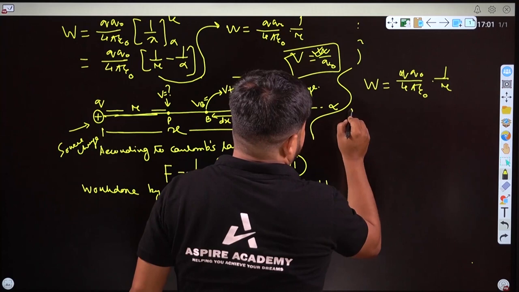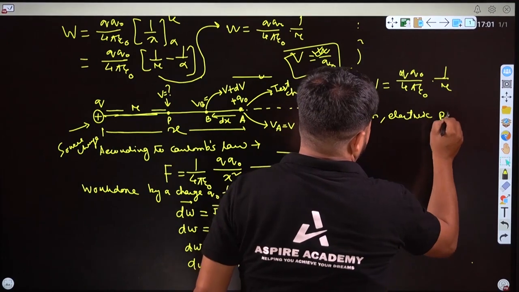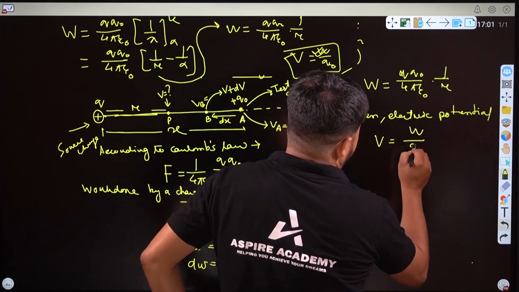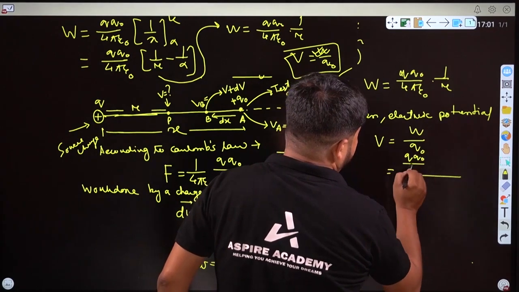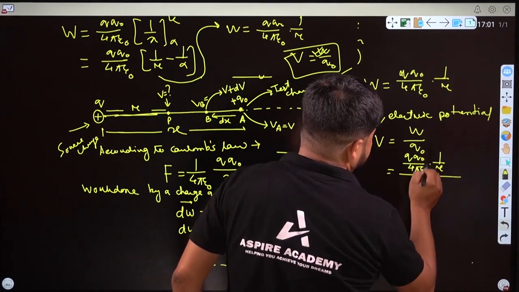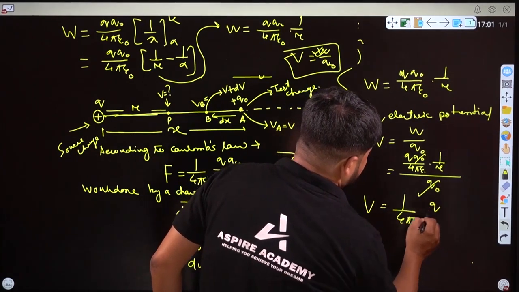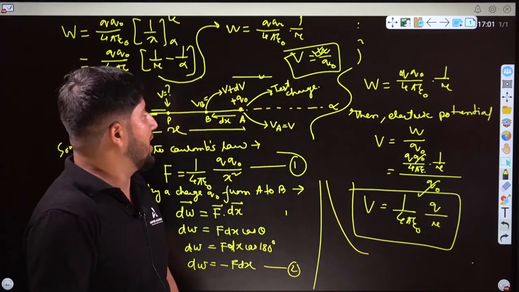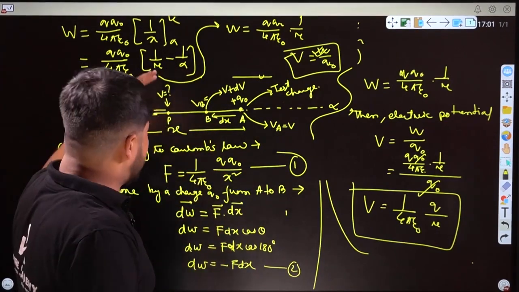So then electric potential is equal to V is equal to W by q naught. So W is equal to q naught by 4 pi epsilon naught dot 1 by R. So Q divided by Q naught, this Q naught would cancel. So V is equal to 1 by 4 pi epsilon naught Q by R. This is the electric potential due to a point charge. This is the important thing, so you have to cover it up. It is a very important phenomenon.